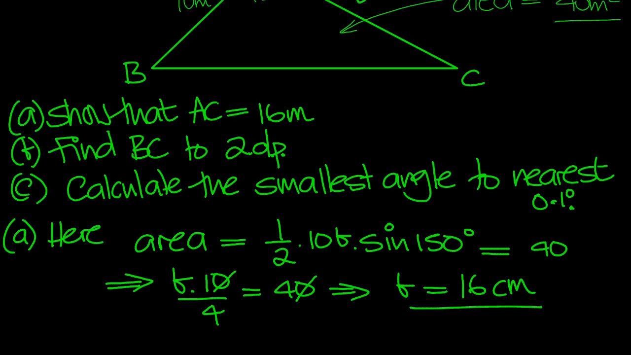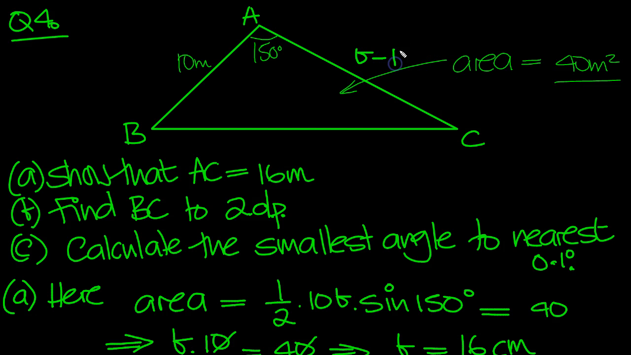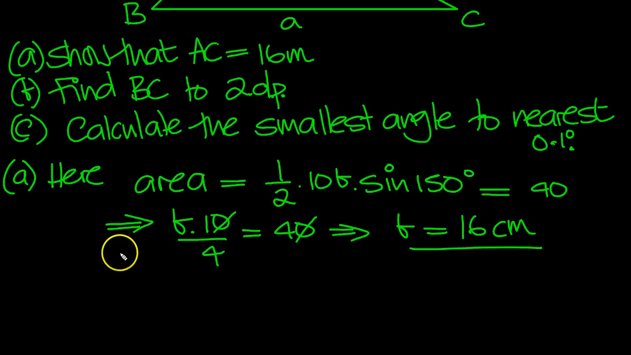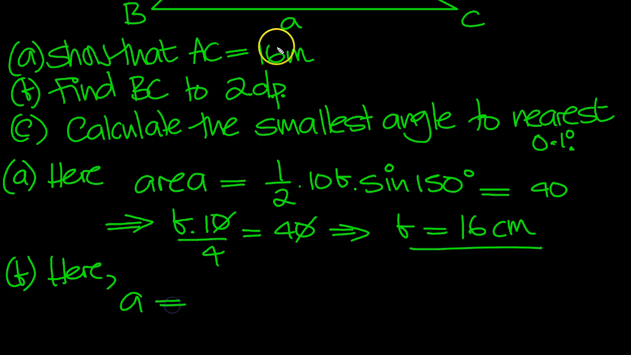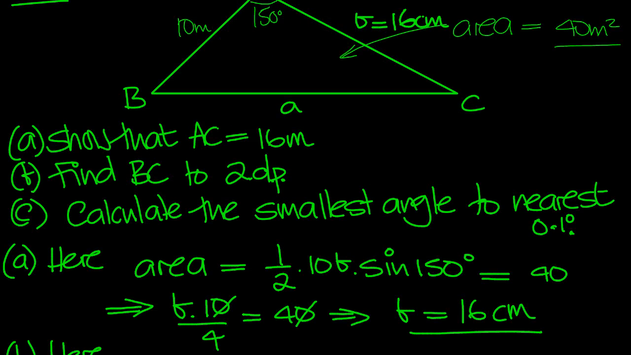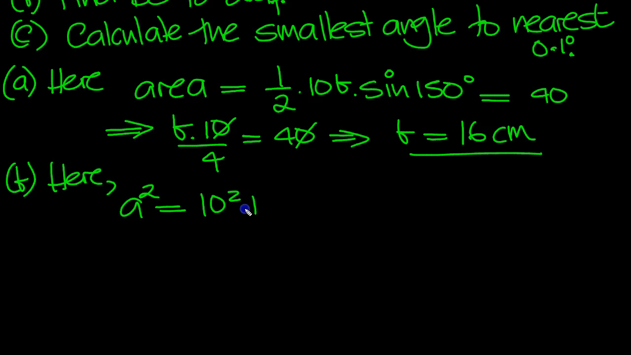Find BC to 2dp. So we now know that's equal to 16 centimeters. Now find BC, so we'll label that lowercase a, to 2dp. Okay, we've got two sides and the included angle, so we can use the cosine rule now. So part B here, A squared is equal to, use the cosine rule, B squared plus C squared, 10 squared plus 16 squared, minus 2B, 10, times C, 16, times cosine of the included angle, which was 150 degrees, wasn't it?